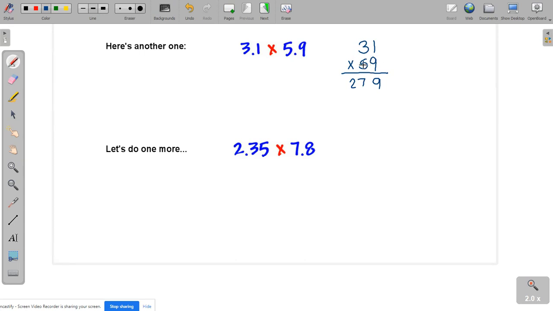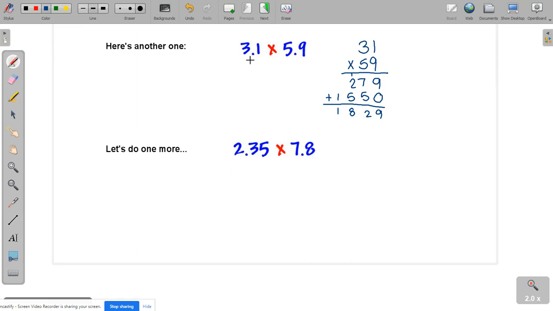To go to the tens place, we have to drop our placeholder. So do 5 times 1, which is 5. And then 5 times 3, which is 15. And then we add straight down. We get 9, 12, 8, and 1.